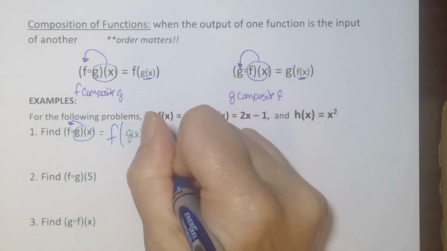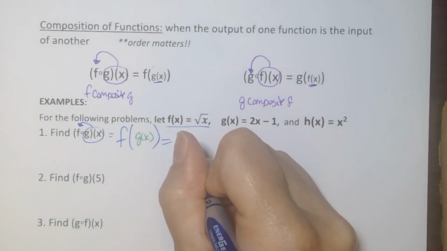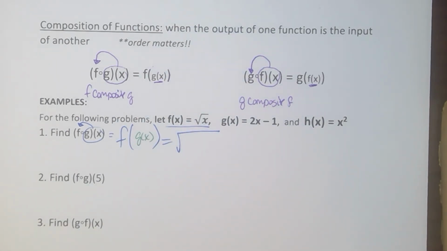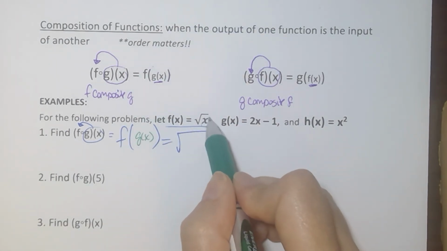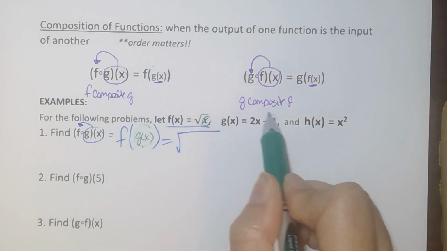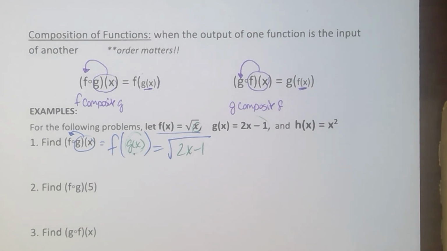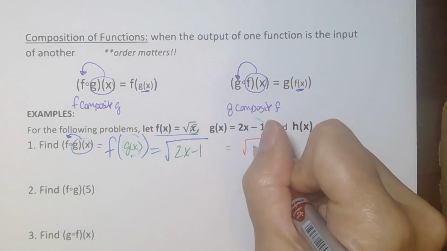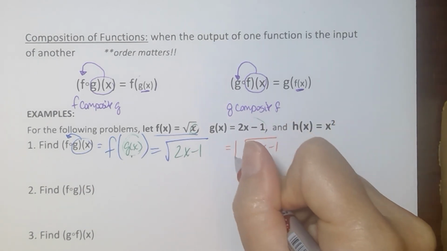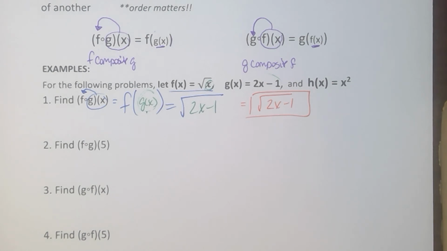So my big function, the one I'm interested in then, is f of x. So I have square root of. And that x is being replaced with the g of x function. Well, g of x is 2x minus 1. 2x minus 1. And then I take a look at that, and it won't simplify. So my result is square root of 2x minus 1. Won't simplify. Let's look at number 2.